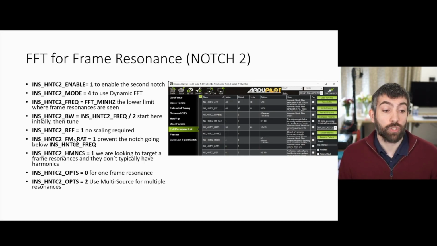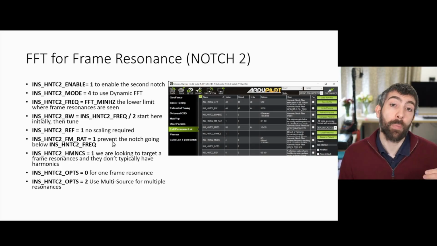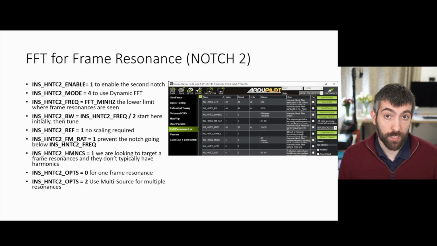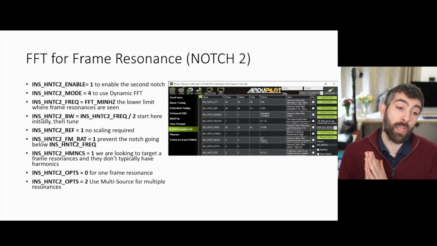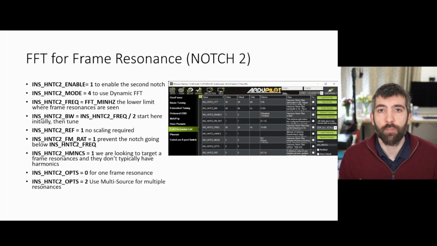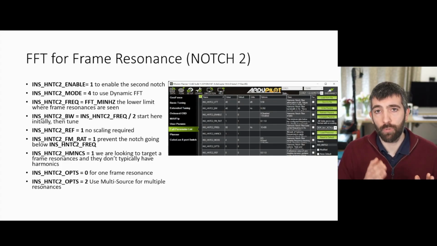And INS_HNTCH2_FM_RATE equal to 1 also, to prevent the notch ever going below INS_HNTCH2_FREQ. We don't want it ever to drop below FFT min hertz, because we're never going to have a target that low. Set INS_HNTCH2_HMNCS equal to 1, because we only want a single notch in this case.